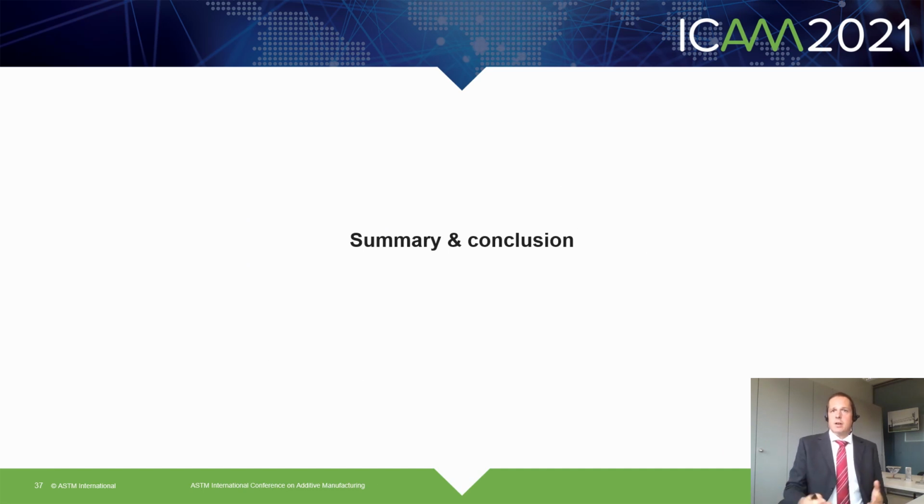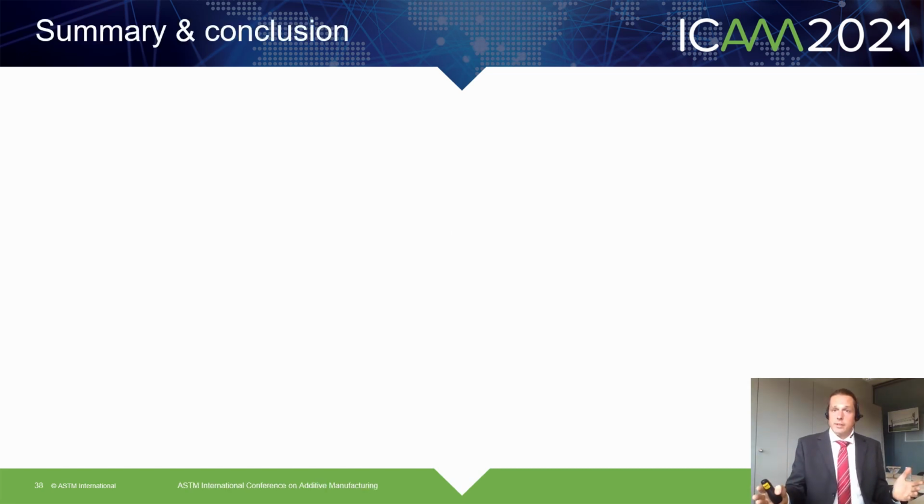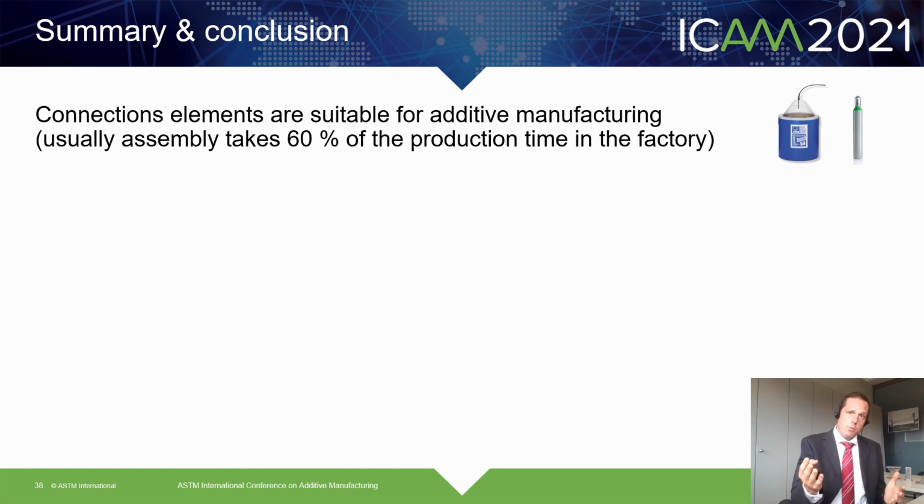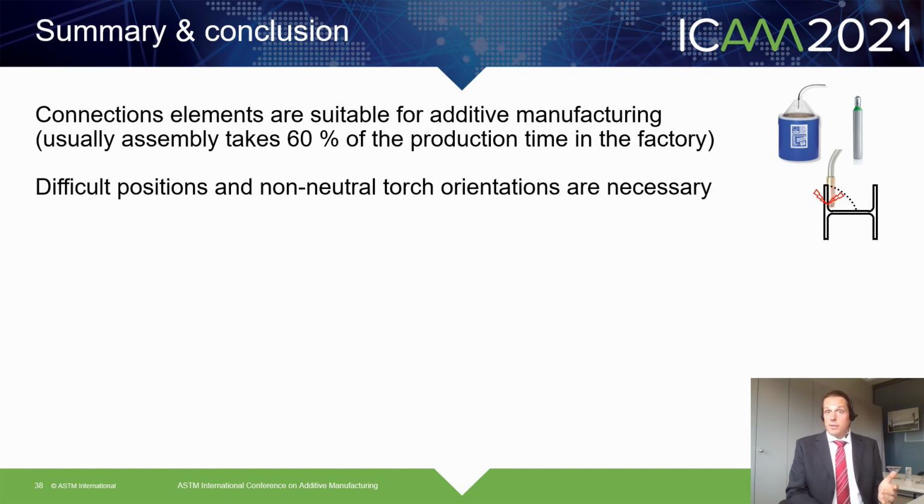So let me sum up my presentation and mark out the main results. We found out that connection elements are suitable for additive manufacturing in steel construction, because usually assembly takes 60% of the production time in the factory, and with our method you only need wire and gas and the robot makes the rest. We saw that difficult positions and non-neutral torch orientations are necessary to manufacture these connection elements.